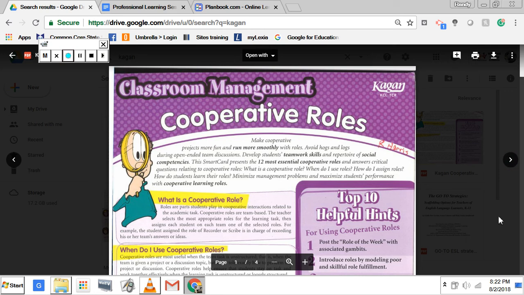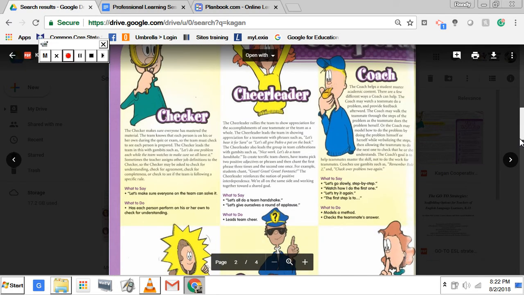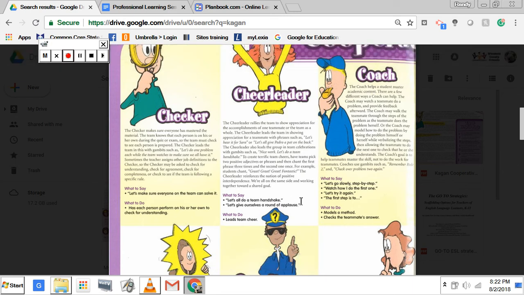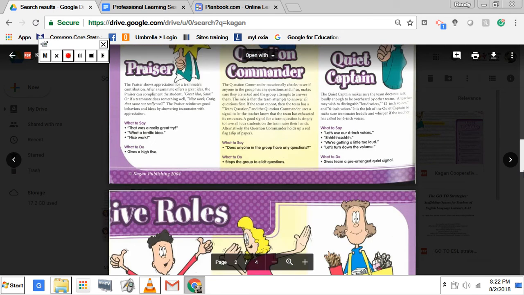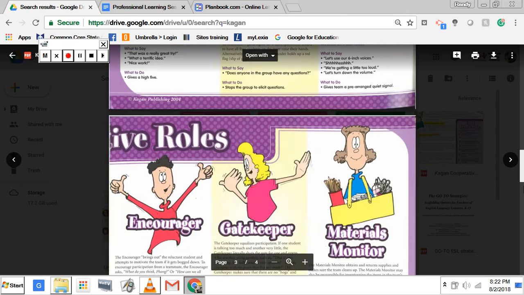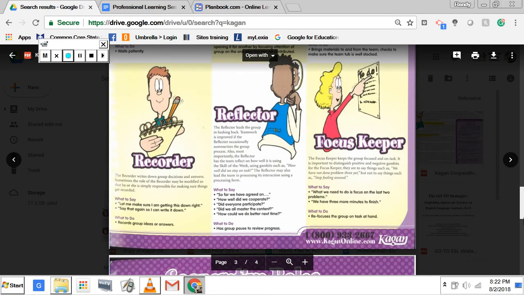Cooperative roles. This is fun. The kids love it, but you have to teach it. This takes a lot of groundwork. You have to teach them what a checker is, what a cheerleader is, what a coach is, and what they do. And I like these things where it's like what they say. Let's all do a team handshake. Let's all give ourselves a round of applause. Let's go slowly, step by step. Let's try it again. It gives them examples of what to say. Our kids don't always know what to say, so this is perfect for them. Praiser, question commander, I like that one. Gatekeeper, but the reflector has to be my favorite.